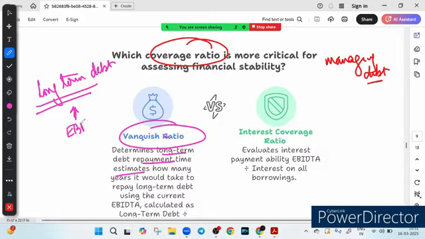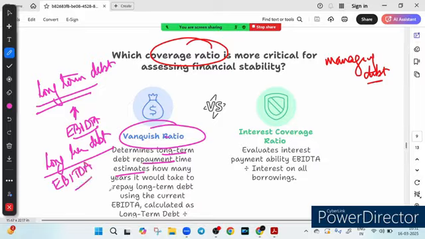You just write the long-term debt. We are just talking about the debt, not the equity. You write the long-term debt in the numerator and EBITDA in the denominator, right? So it gives you the Vanquish ratio. This question was asked frequently.